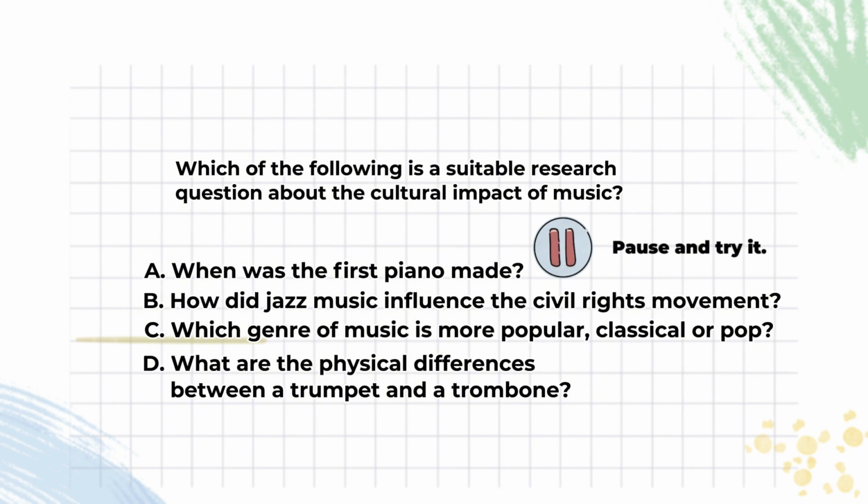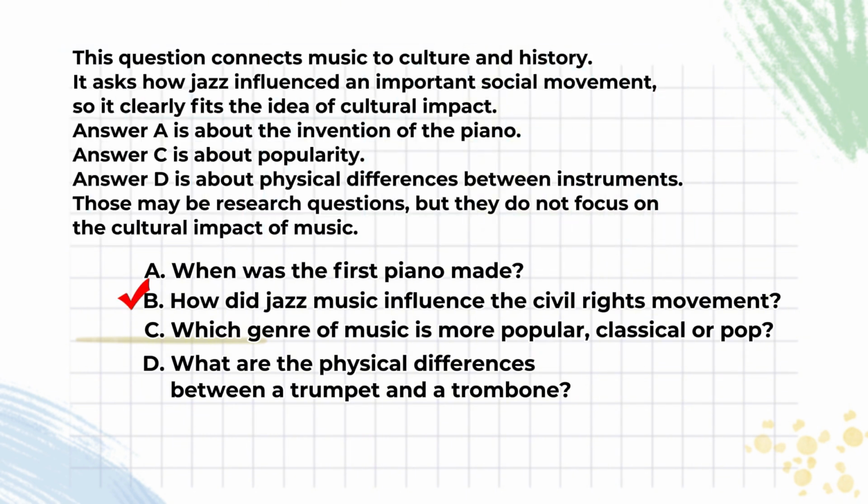The correct answer is B. This question connects music to culture and history. It asks how jazz influenced an important social movement, so it clearly fits the idea of cultural impact. Answer A is about the invention of the piano. Answer C is about popularity. Answer D is about physical differences between instruments. Those may be research questions, but they do not focus on the cultural impact of music.